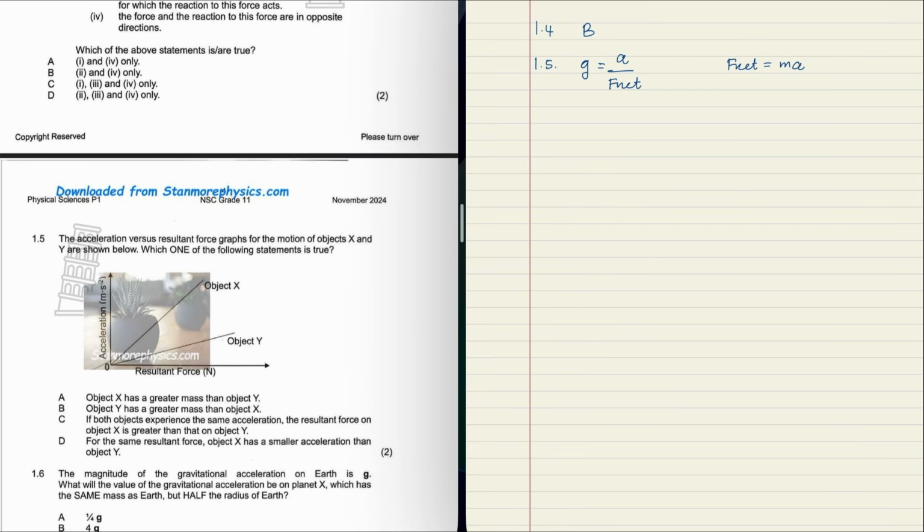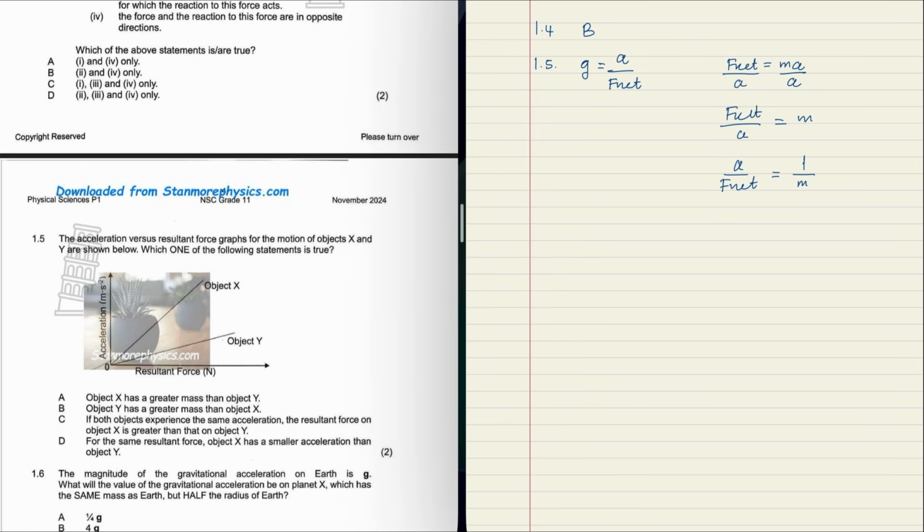If I divide both sides by a, I'm going to have F net over a equals m. But we have the opposite. We have a over F net. So a over F net is going to equal 1 over m.